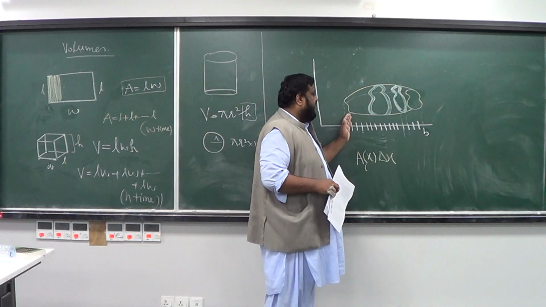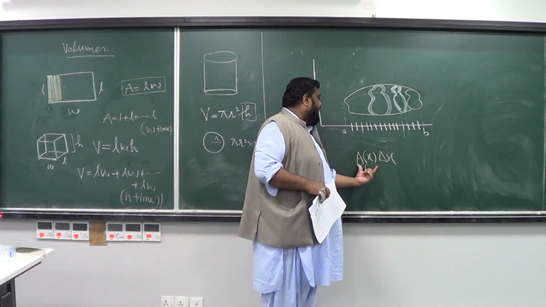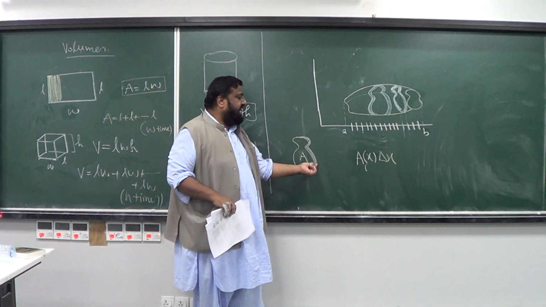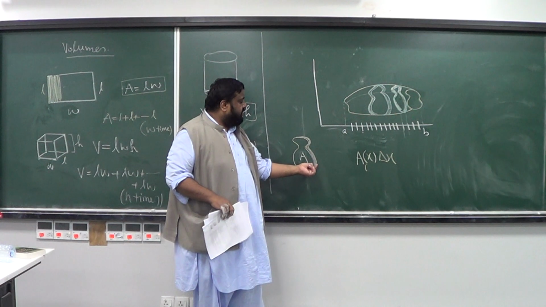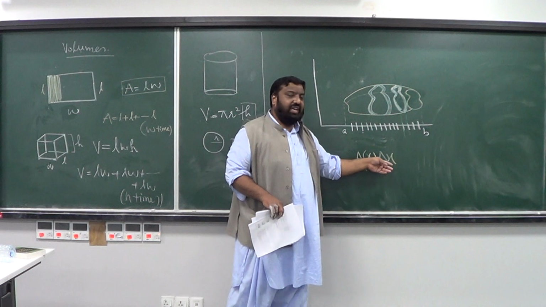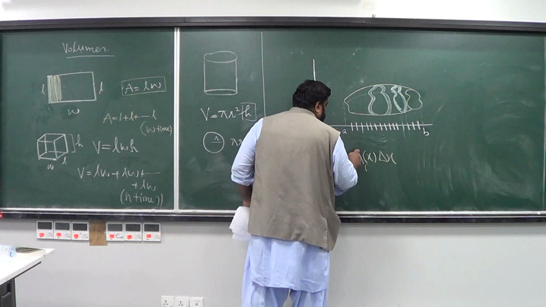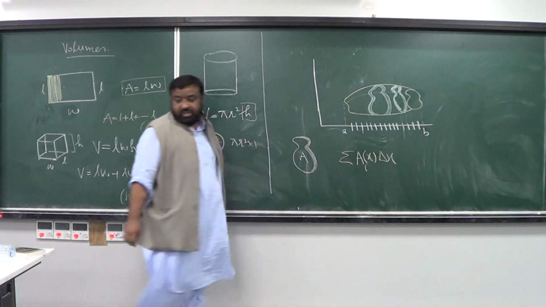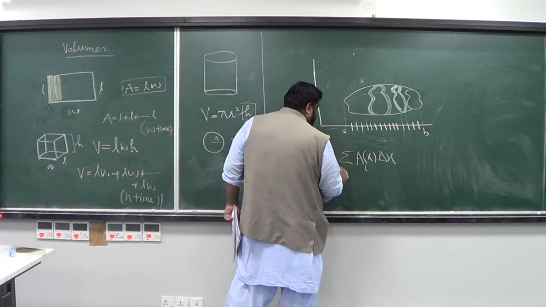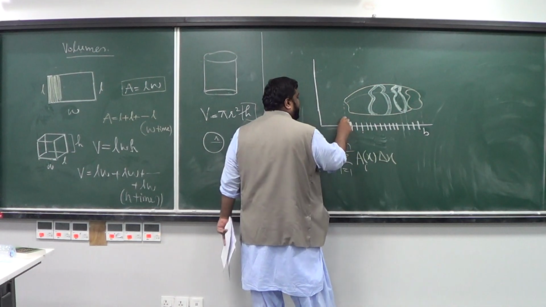So you can have n such slices. Let's assume the ith such slice. A of i is representing the area, and delta x is representing the height, or the width, of this loaf of bread. If you multiply the area by its height, you're going to get the volume. And if you sum all such loaves of bread together, what are you going to get?